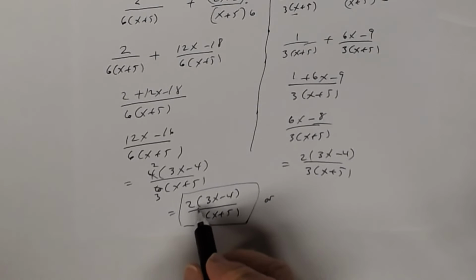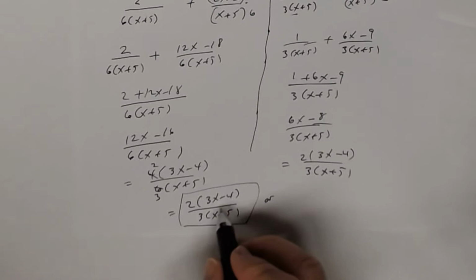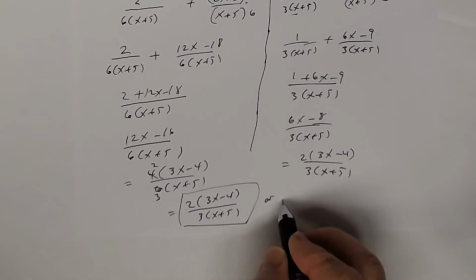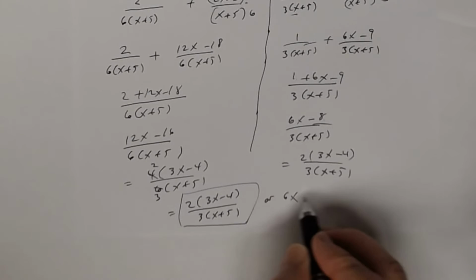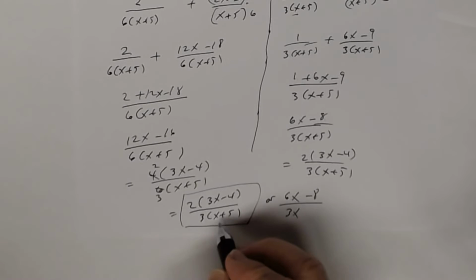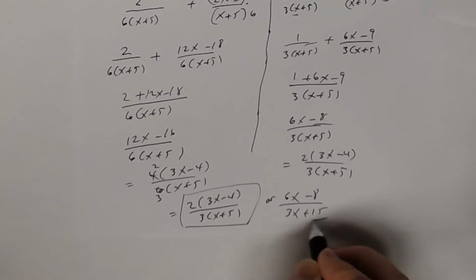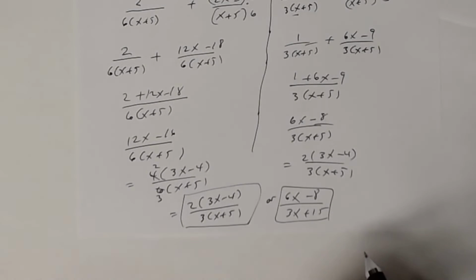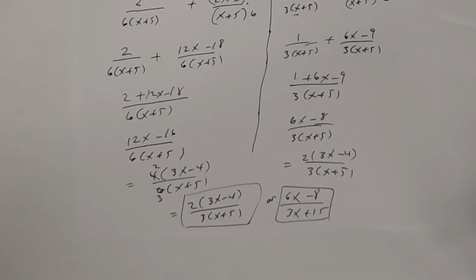Some students went ahead and distributed the 3 and the 2, and that's fine. So they said 2 times 3x is 6x, 2 times a negative 4 is a negative 8, divided by 3 times x is 3x, and then 3 times 5 is 15. So that's fine as well. All right, so either one of those would have been a correct answer. So that was problem number 5.